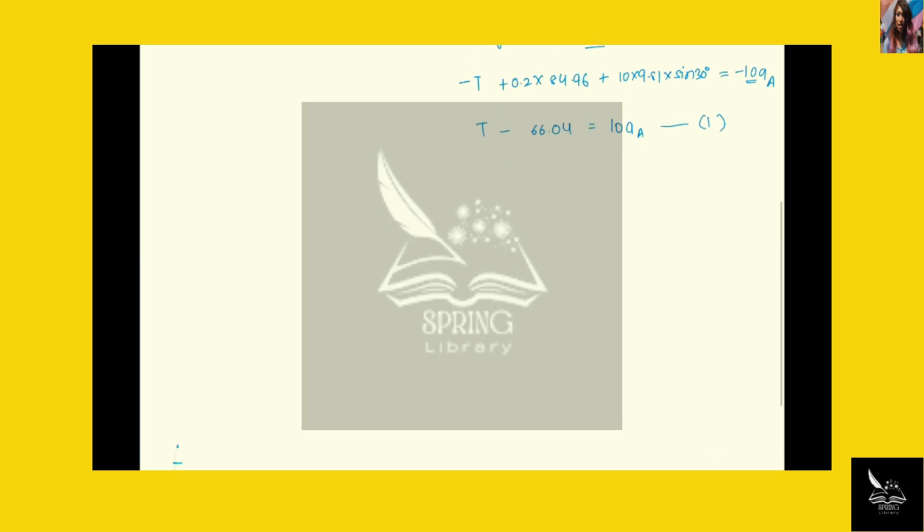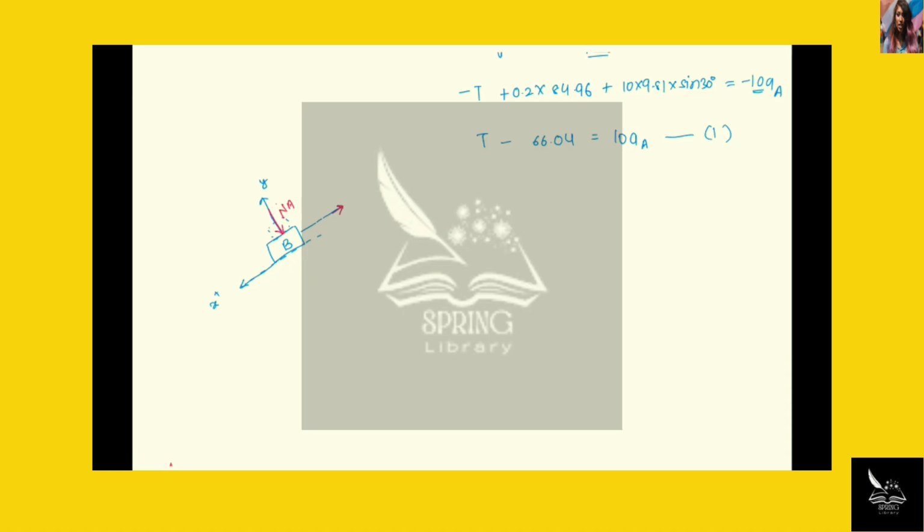Now applying similarly for body B. For B we have a surface here and body A here. Assuming again it is moving in this direction, and our coordinate up is positive and left x is positive. So what are the forces acting on body B? We have a normal force of body A. Now, with respect to body A, body B is moving downwards, so we have friction acting in this direction.